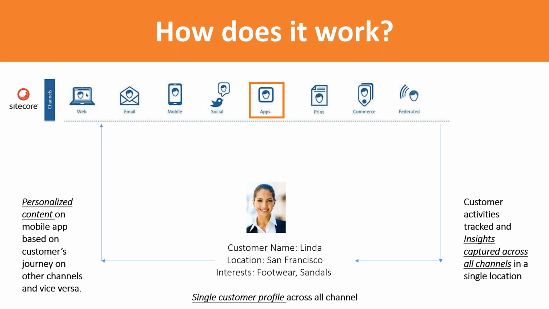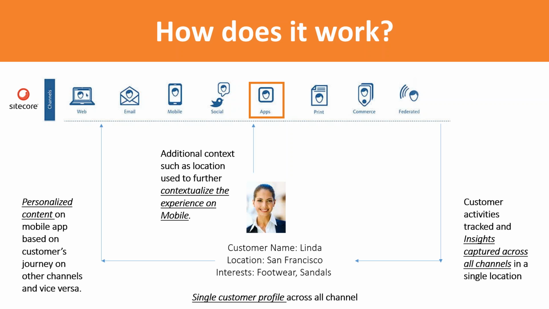On the basis of the single customer profile, you can now push the personalized content on the mobile app, because you know what the customer journey was on the other channels, and vice versa, right? So you will leverage the behaviors of the customer on the mobile app and influence the personalization on other channels, and you would also do it the other way. So your mobile apps actually get integrated as part of the overall personalization journey of your customer.